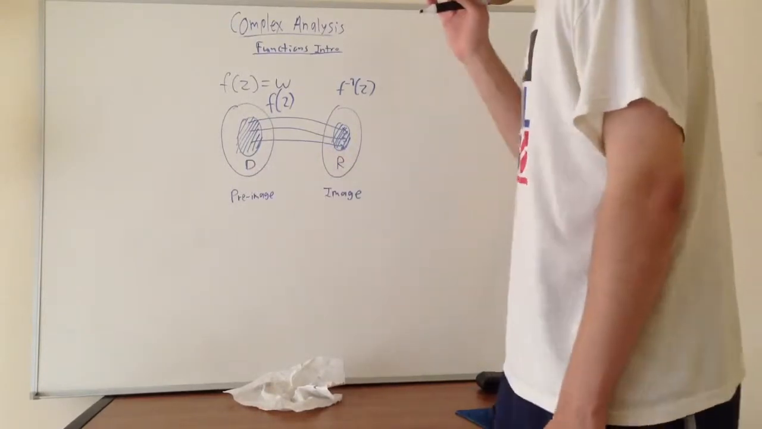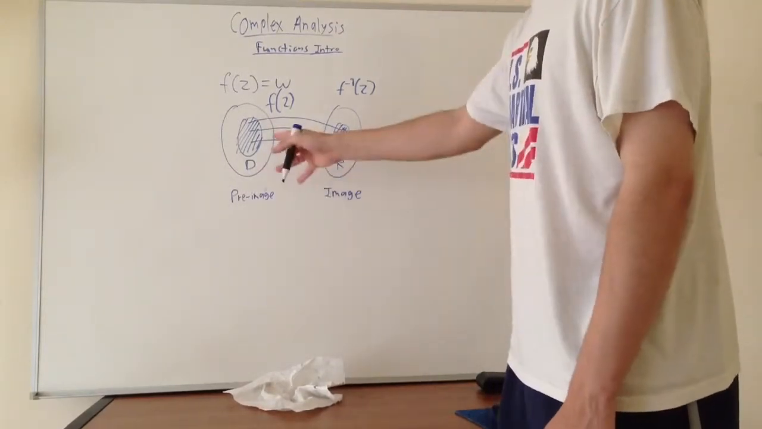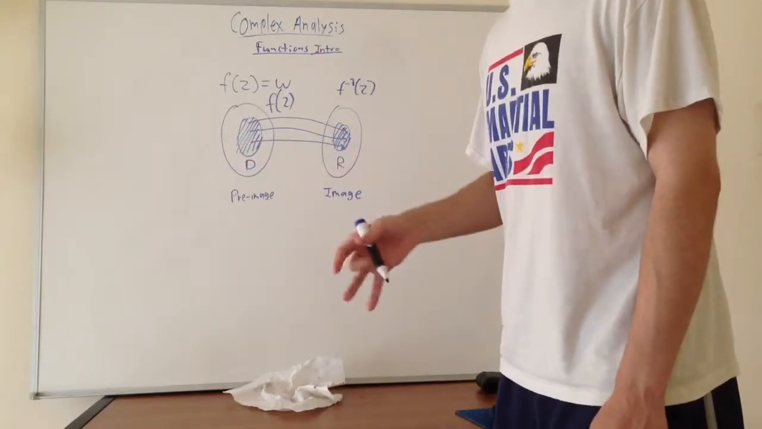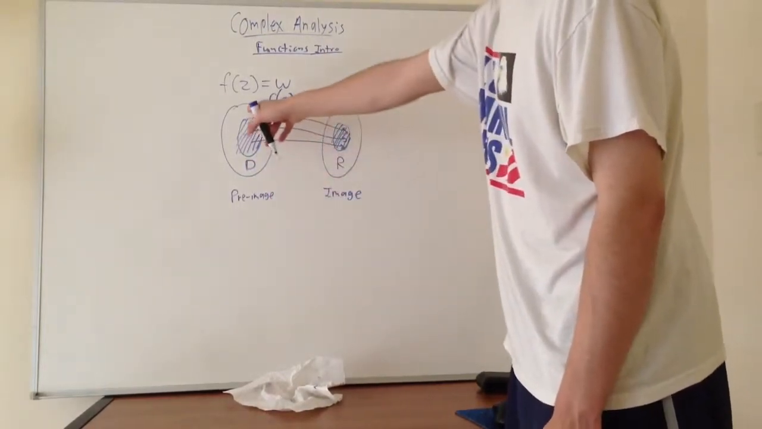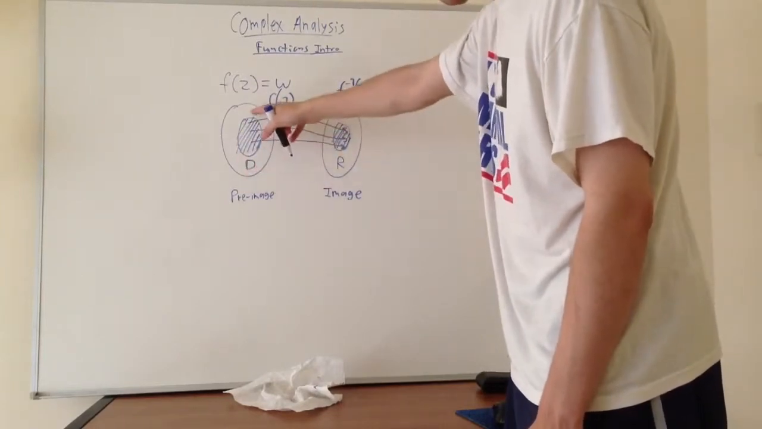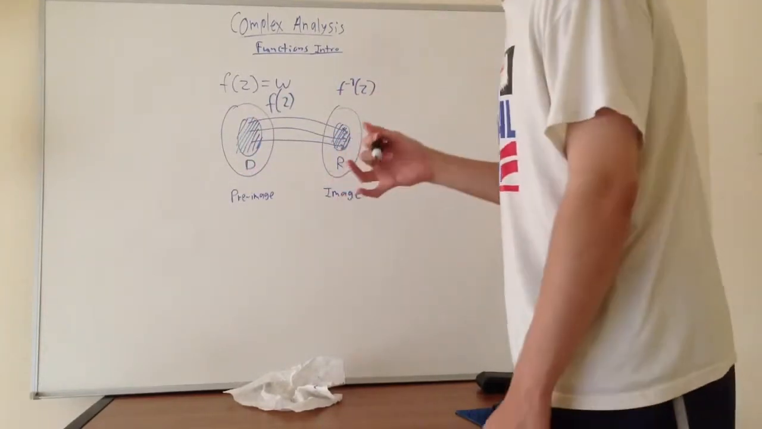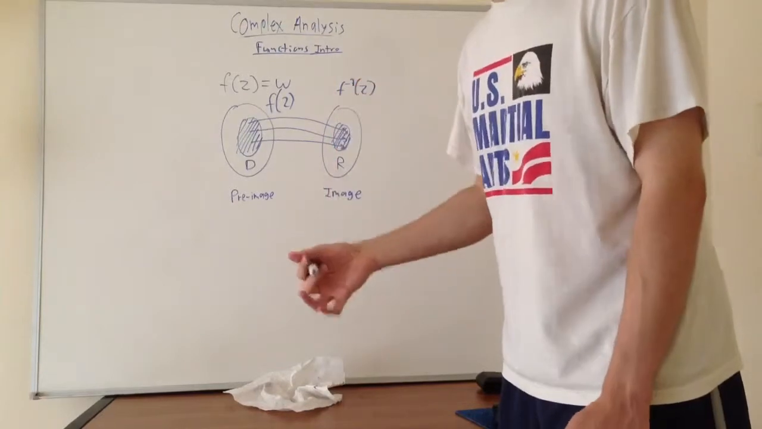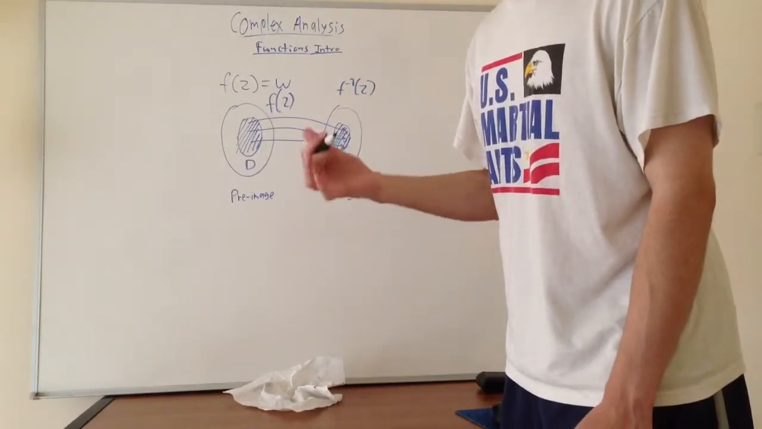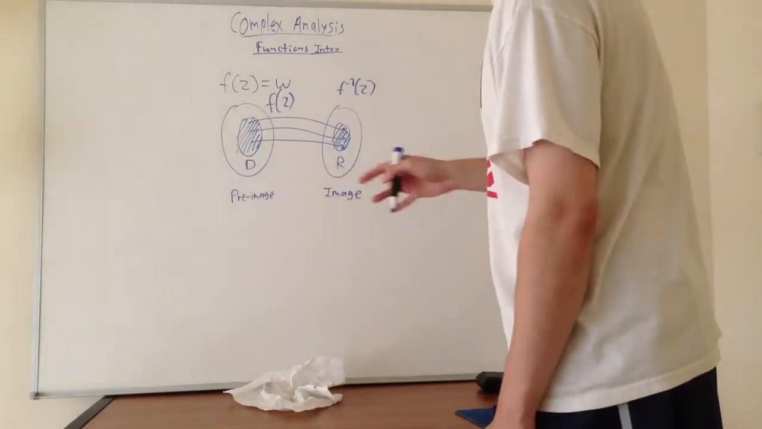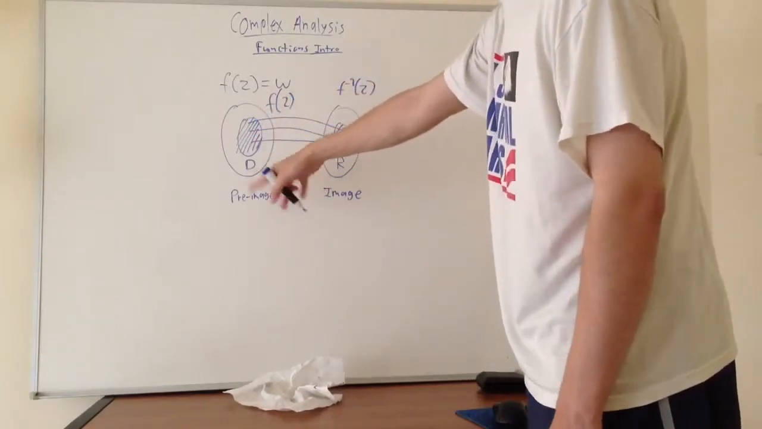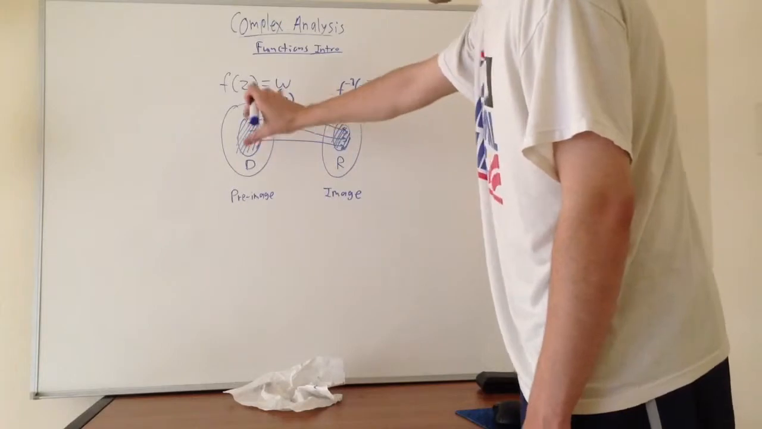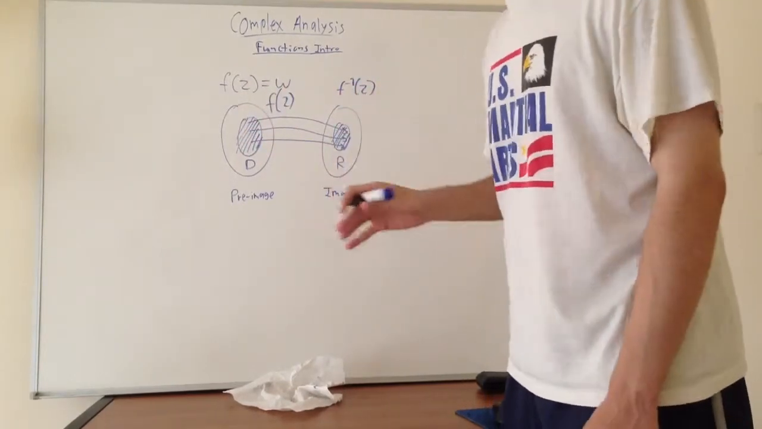But before I even get into functions, it's important to review some terminology. Suppose this outer circle right here is the entire domain. For example, if you have 1 over x, the domain is all real numbers except for 0, of course. And this smaller circle in here that I shaded in is the pre-image, which is essentially just a subset of the domain. It's really just any subset of the domain.